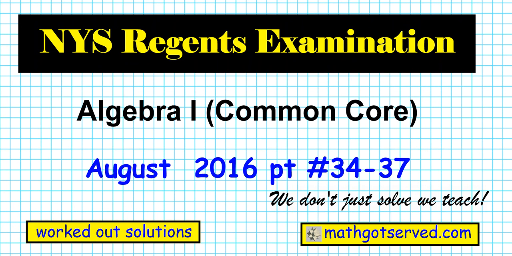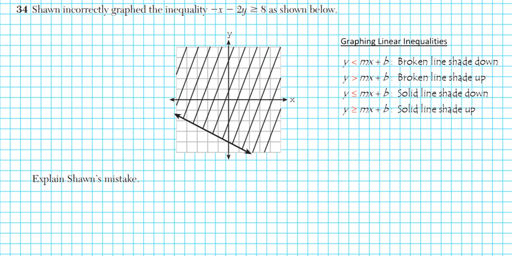In this clip, we're going to be going over problems 34 to 37 of the Algebra 1 Common Core Regents exam for August 2016. Alright, let's take a look at question number 34. It reads, Sean incorrectly graphed the inequality negative x minus 2y greater than or equal to 8 as shown below. So this is Sean's graph. Question, explain Sean's mistake. So in order to explain Sean's mistake, we're going to try and see if the error is with the graph or with how it's shaded, okay?